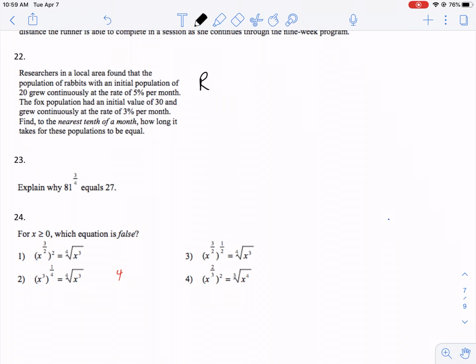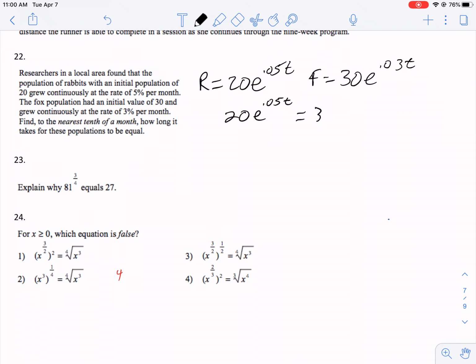So we had that rabbits was equal to 12e to the 0.05t. We had that foxes were 30e to the 0.03t, and we were to set those equal. Now, I didn't say it required an algebra solution, but if you don't remember that trick in your calculator to show the tenths, you'd probably be stuck that way as well.